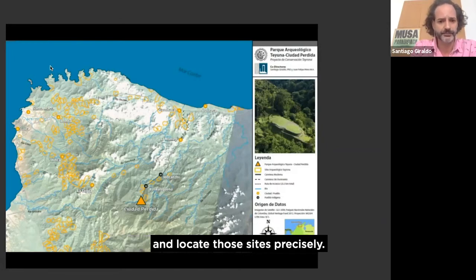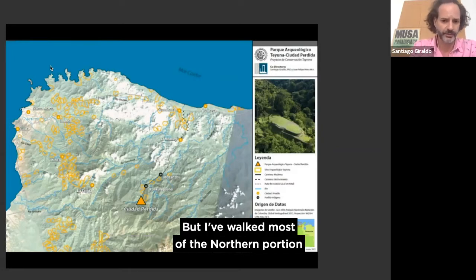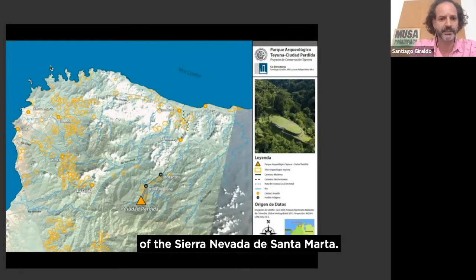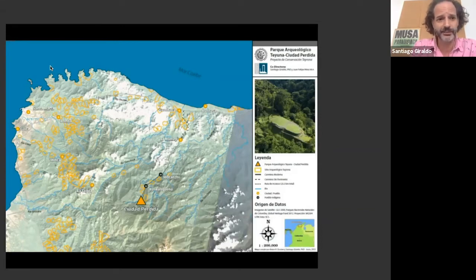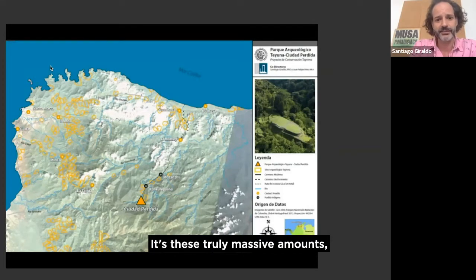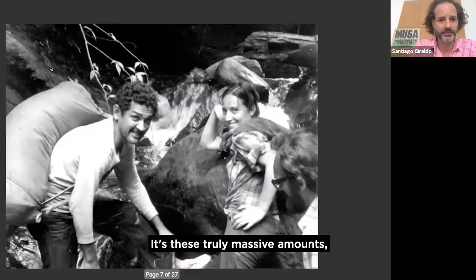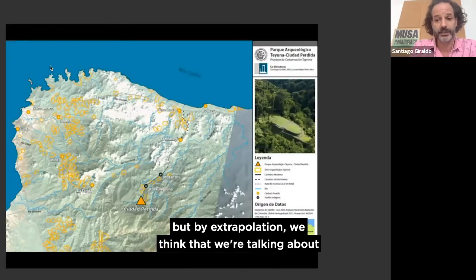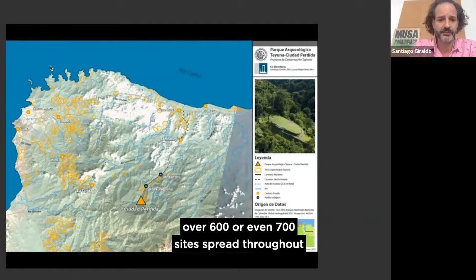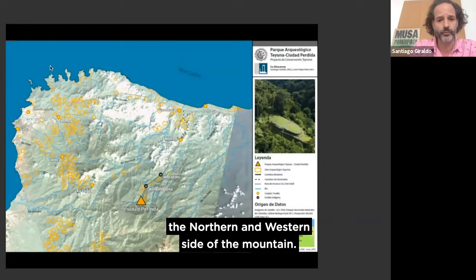sites precisely. But I've walked most of the northern portion of the Sierra Nevada de Santa Marta. Danny has also, and we've walked most of the western portion, and we have way too many sites for our own good. It's truly massive amounts up to now. As I was saying, we've got 270 of them, but by extrapolation, we think that we're talking about over 600 or even 700 sites spread throughout the northern and western side of the mountain.